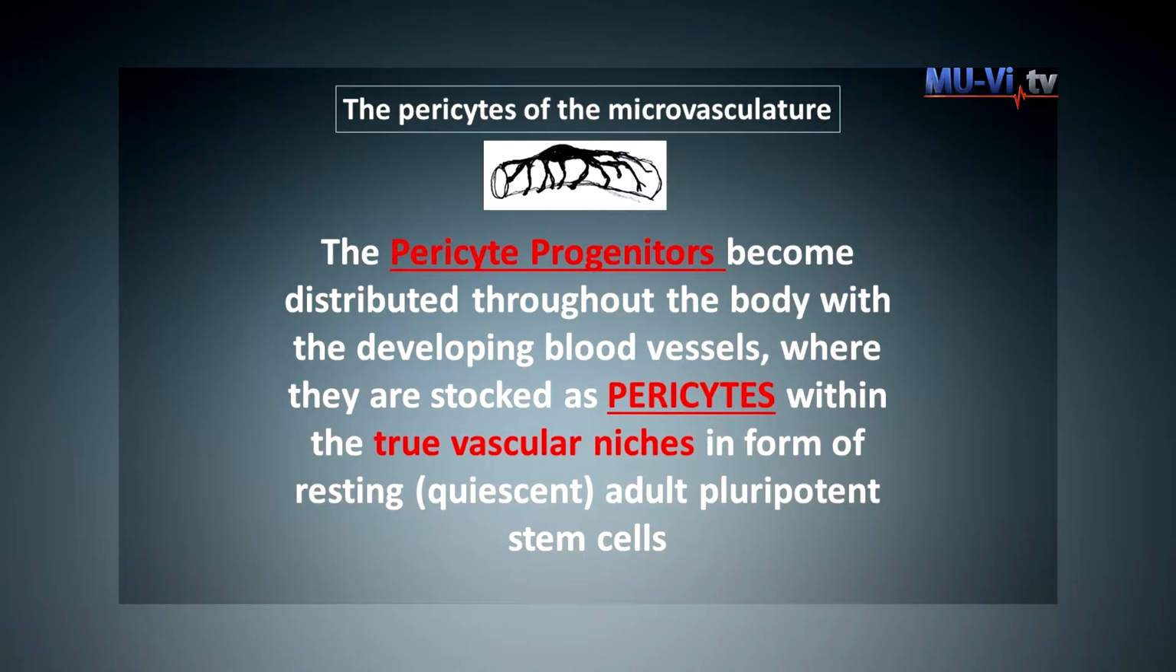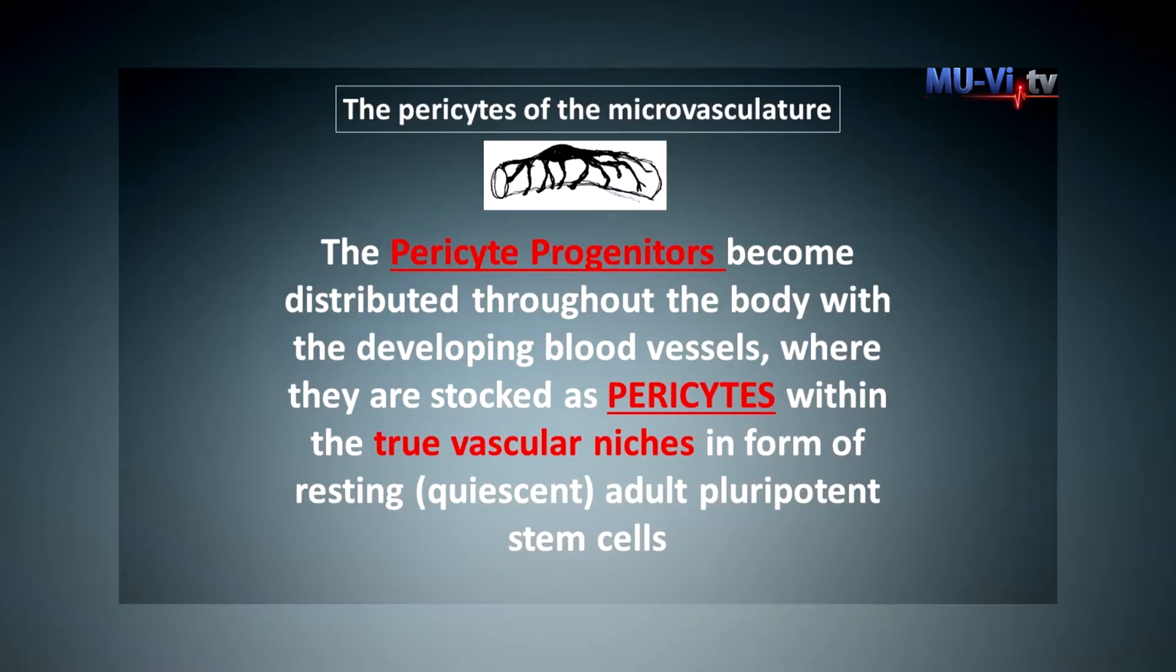pericyte progenitors, become distributed through the whole body with the building of the blood vessels, and they are stocked as pericytes within two vascular niches. We will see what that means, in the form of resting quiescent cells, quiescent adult pluripotent stem cells.